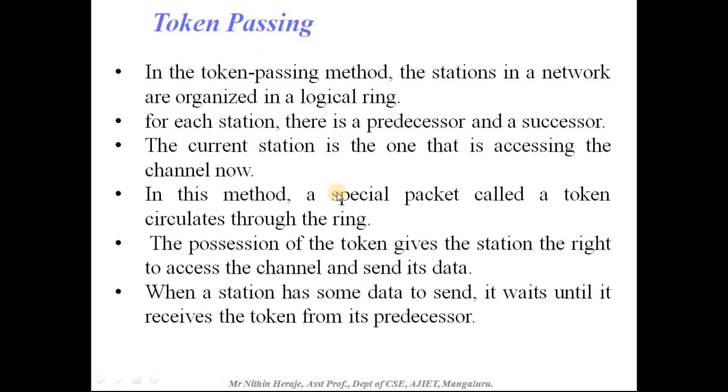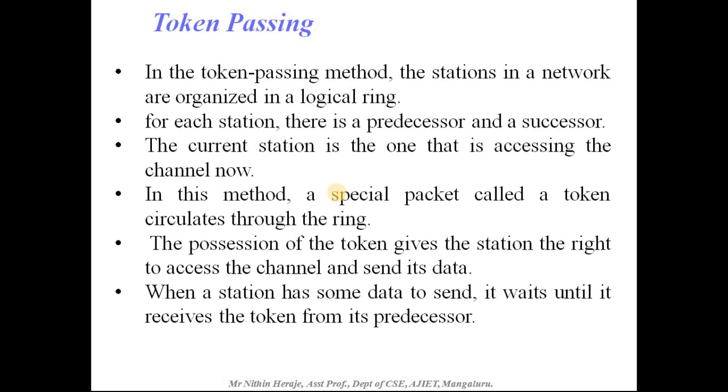So in token passing, all the stations are arranged in a logical ring. If any station wants to send data or access the medium, it should wait to receive a packet called the token, which will be there in the network. It receives the token from its predecessor. So it's all ring-wise.